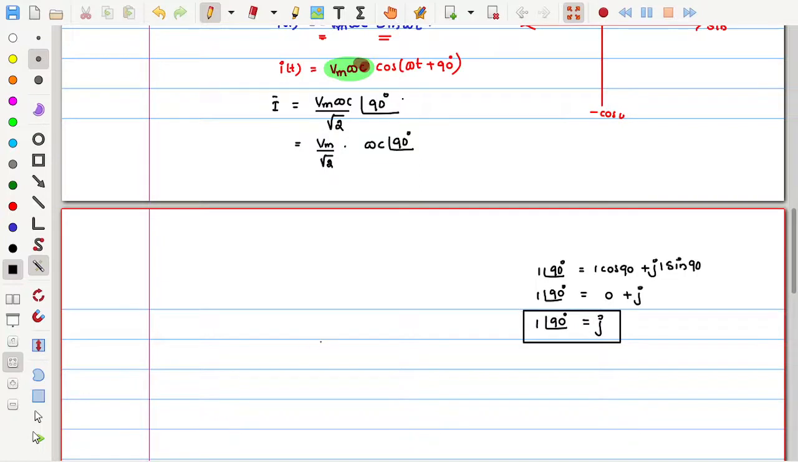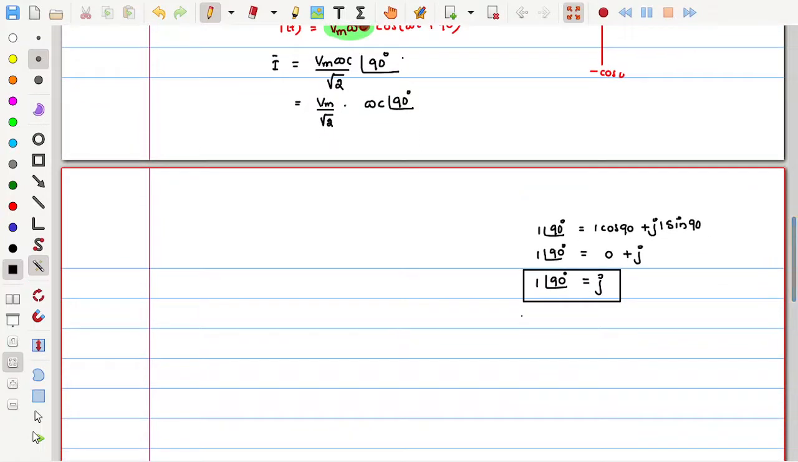Next, let me tell you one more point. If we are multiplying two phasors, R1 at an angle of theta 1 into R2 at an angle of theta 2 is equal to the product of the magnitudes R1 into R2, at the sum of the angles, that is theta 1 plus theta 2. If something is negative, you will take the negative. This is the complex number multiplication which you see in mathematics.